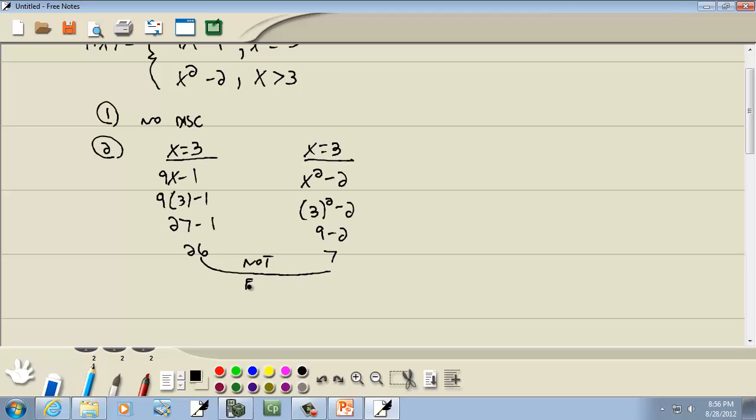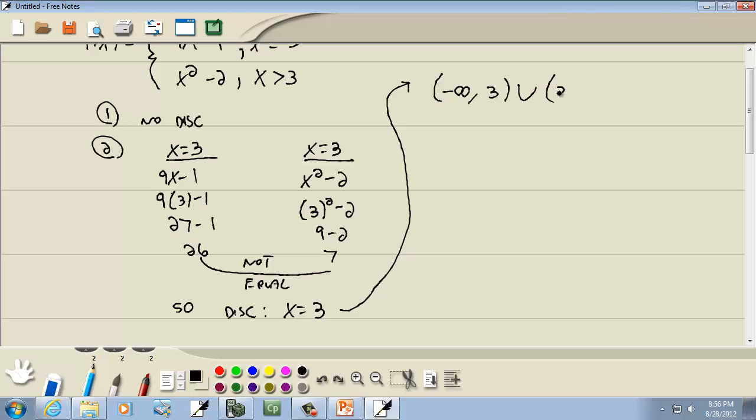These are not equal. Since they're not equal, that means we have a discontinuity at x equals 3. Now, if I wanted to write that in interval notation, that would go negative infinity to 3, union 3 to positive infinity, and this is where it's continuous, which is what they're specifically asking.